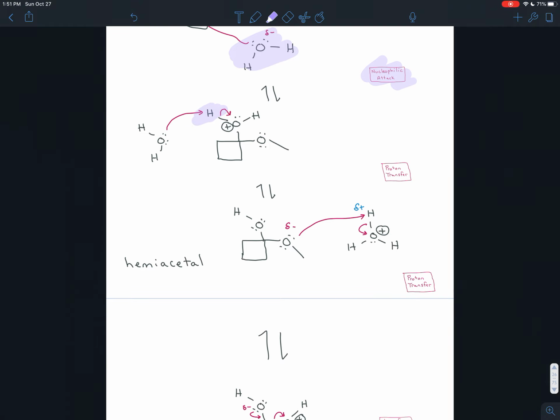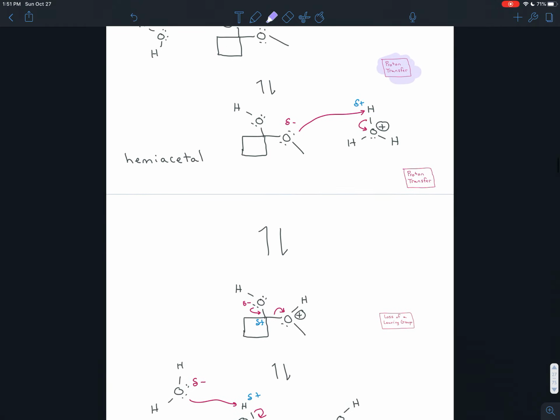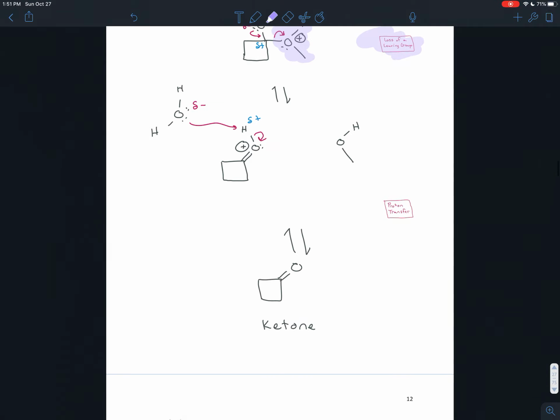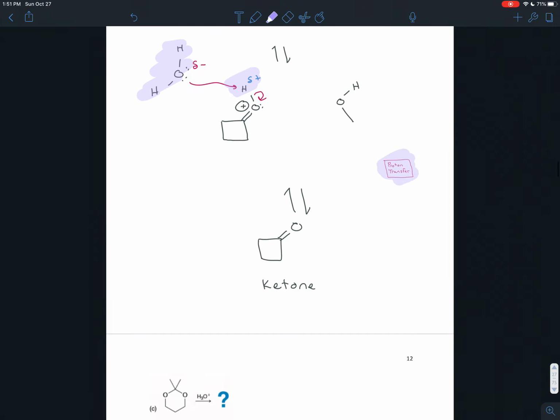The water molecule needed to be stabilized because it had a positive charge, so we did a proton transfer. Then we just had to kick the other ether off. It's a bad leaving group. We turned it into a good leaving group by doing a proton transfer. Once it was a good leaving group, it had to leave, so we did loss of leaving group. And finally, a water molecule came in to help stabilize the OH that was left through a proton transfer, and that gave us our ketone.